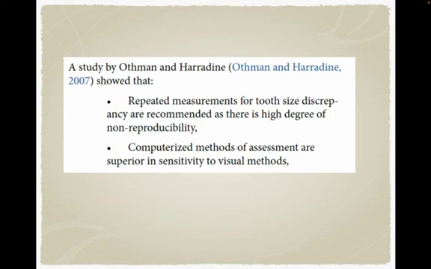Each time, if you have a fraction of a millimeter of error, that will accumulate to be a big error. For that reason, Bolton analysis is not reliable. So you need to repeat the measurement more than one time. And again, for that one, the computerized method is better than the manual method.